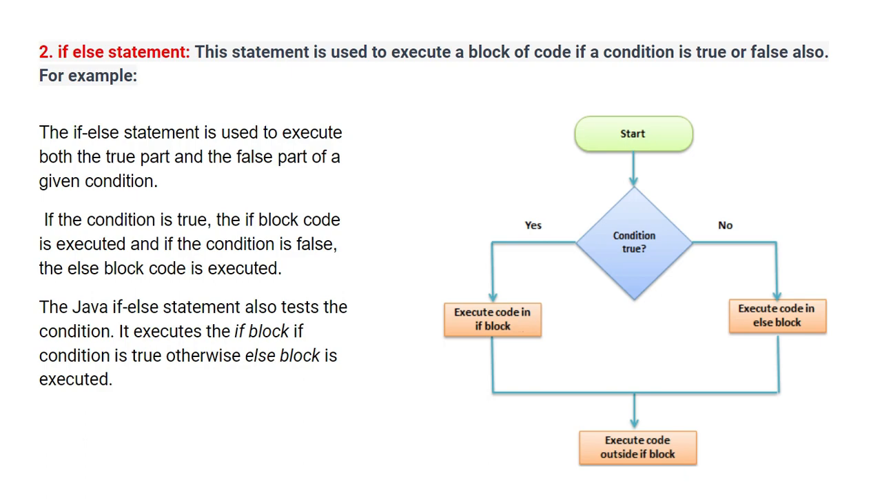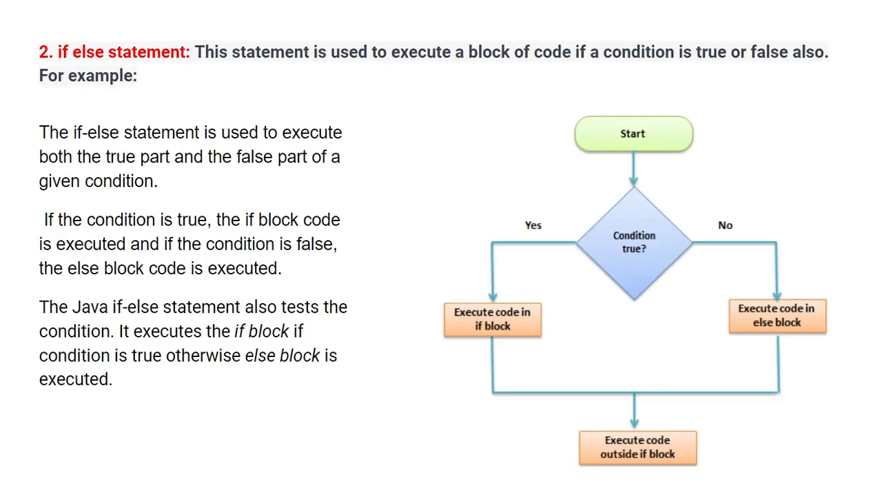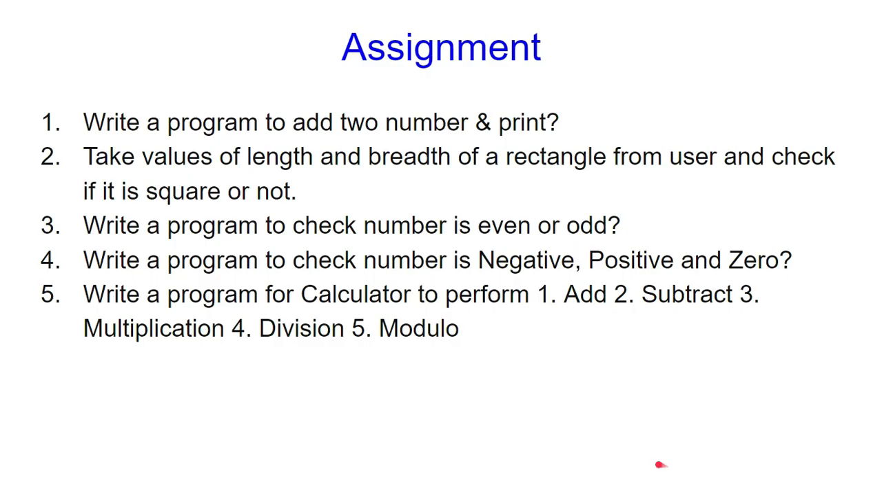So this is some assignment I am going to give you. Based on the if else statement you can write your own. The assignment is to write a program to add two numbers. You have to create two variables, add those numbers and print it. This is a simple program, you can try on your own. This is the second assignment. Take a value of length and breadth. So create two variables, length is something, breadth is something, and check whether it is a rectangle or a square.